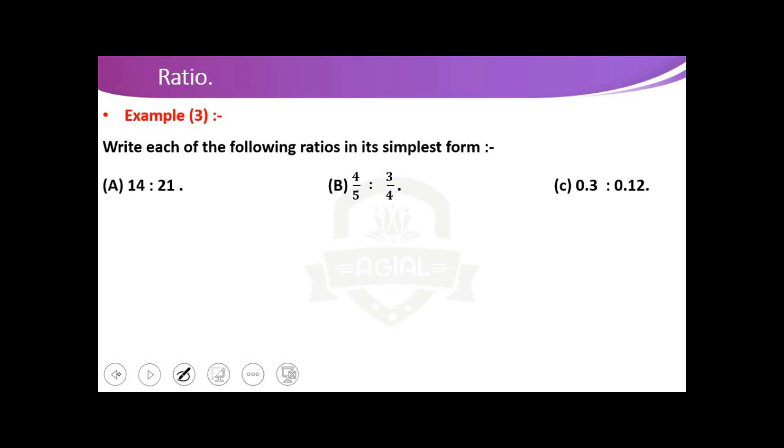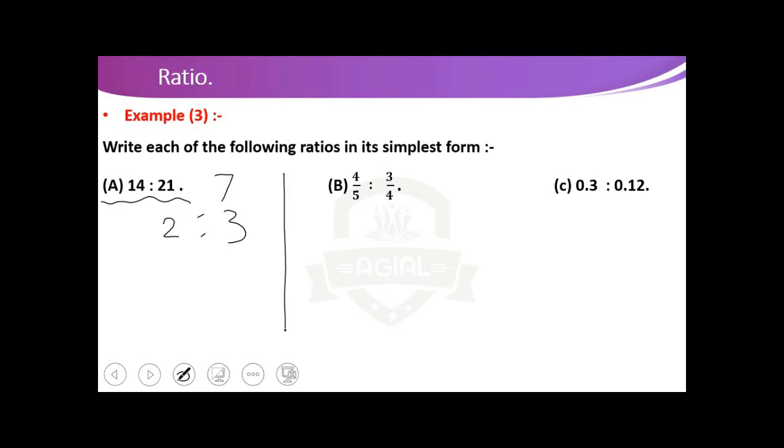The first one is 14 to 21. In this ratio, we can divide both terms by 7. 14 divided by 7 equals 2, and 21 divided by 7 equals 3. So the simplest form of this ratio is 2 to 3.